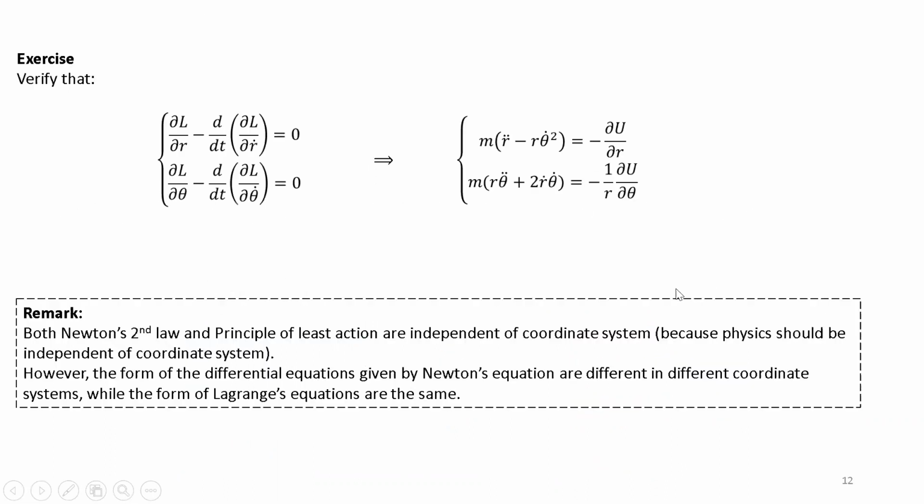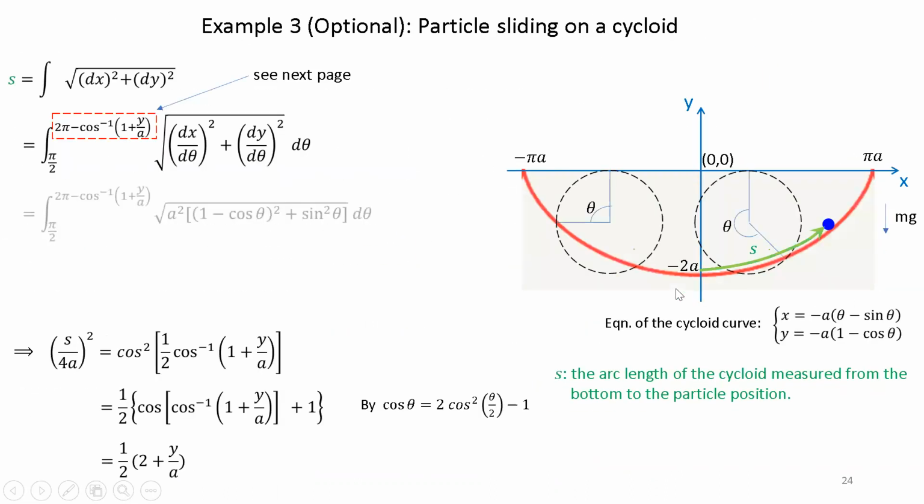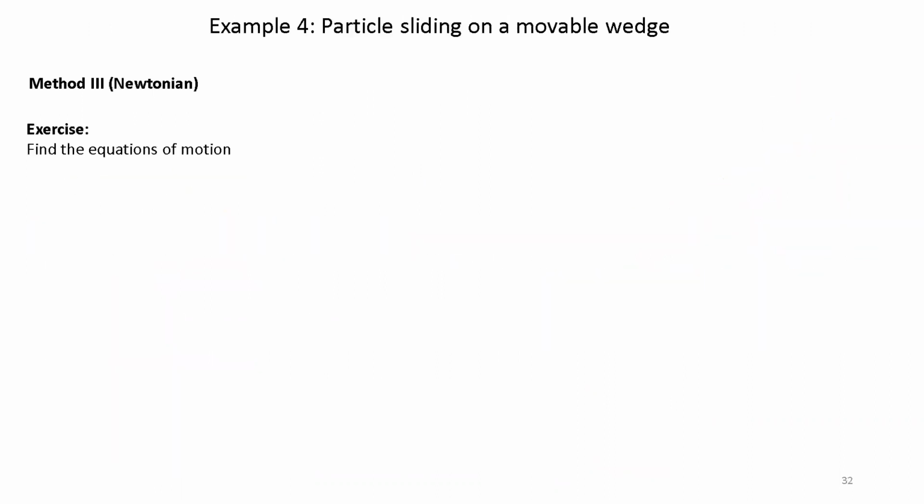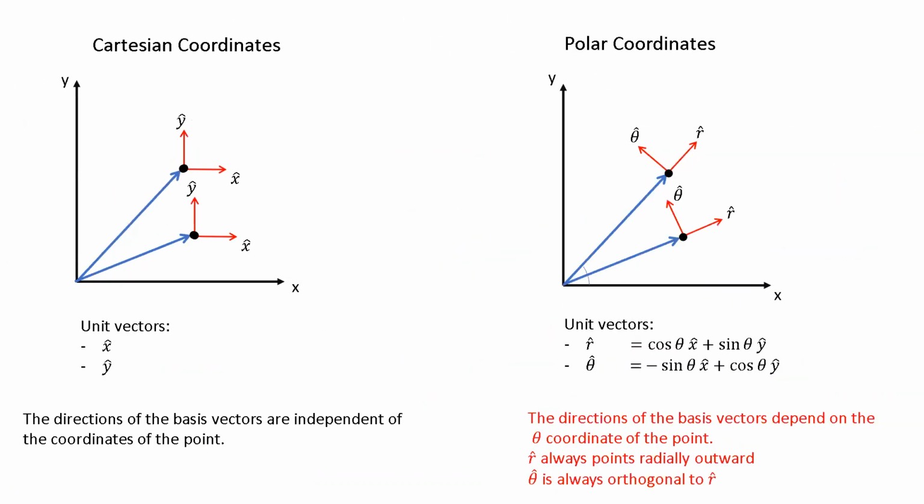Maybe I will just give you a quick review on the two coordinate systems, because you probably have learned it last semester, but let me spend a few minutes on this. In the Cartesian coordinate system, you have these two numbers, x and y, and your unit vectors will be x hat pointing in the x direction, and y hat pointing in the y direction.